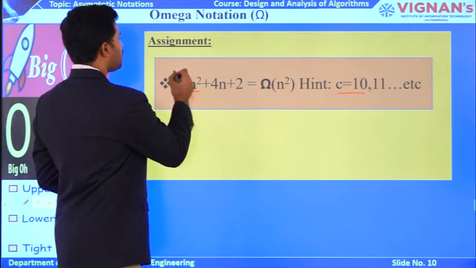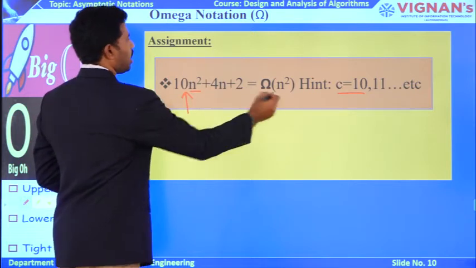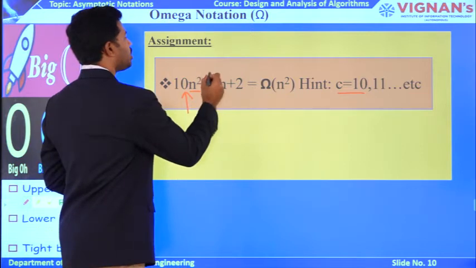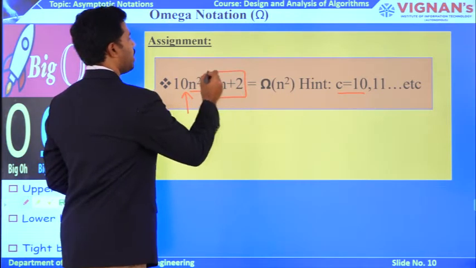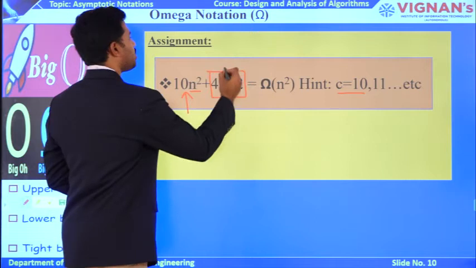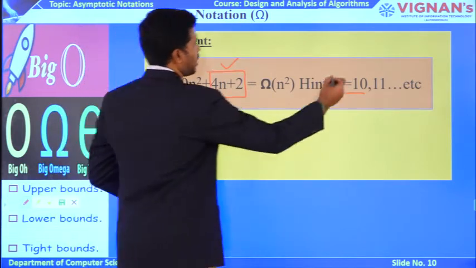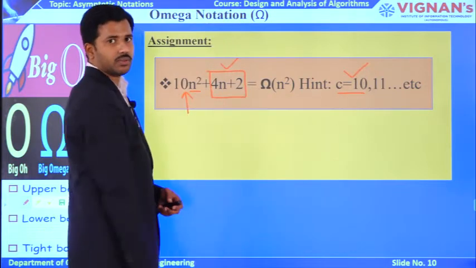Why? Because if you observe here, 10 square, here also if you take c value equal to 1, 10 square will be available. But in addition to this, f of n has an extra term, 4n plus 2. So this equation will start satisfying at c equal to 10 for every n value. Okay.